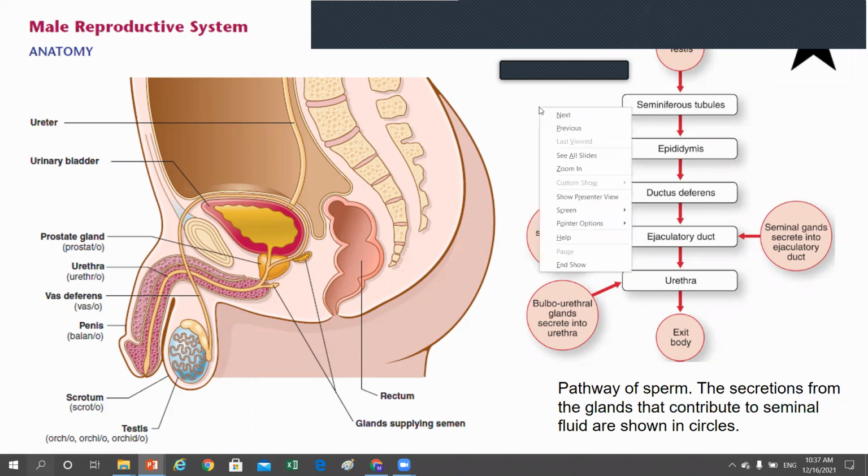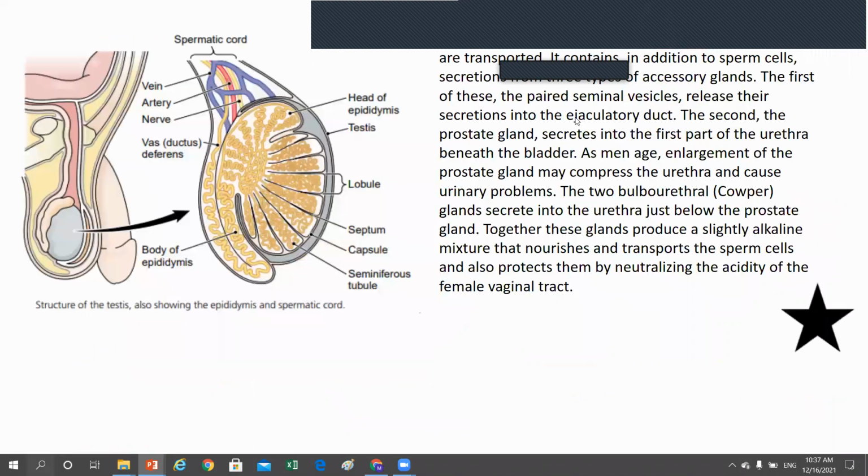This is a section of a testis. This testis has been taken out and cut in a sagittal section, and these are all chambers. These are chambers where we have tube-like structures, and these tube-like structures are labeled as seminiferous tubules because of their small size. Each testis contains a number of compartments which are labeled as lobules. All these lobules contain seminiferous tubules.